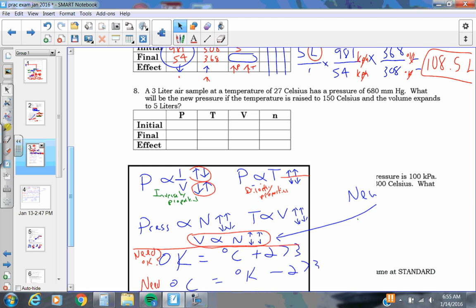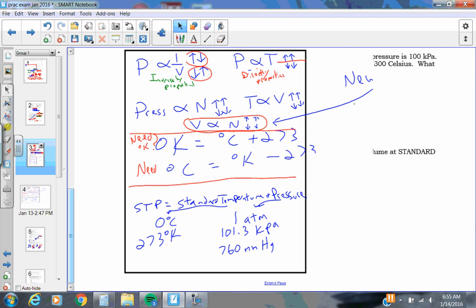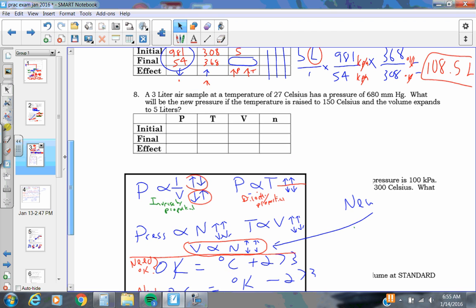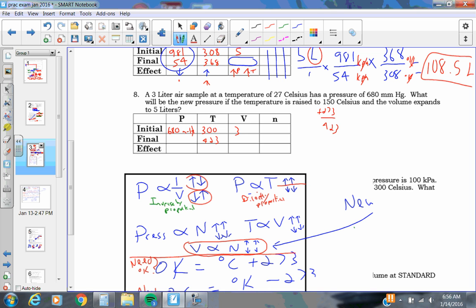Slide this down. Try the next one. 3 liters at a temperature of 27, 273 plus 27 is 300 degrees Kelvin, has a pressure of 680 millimeters of mercury. What will be the new pressure? So that's going to be in millimeters of mercury. If the temp is raised to 150, plus 273 is 423, and the volume expands to 5 liters.